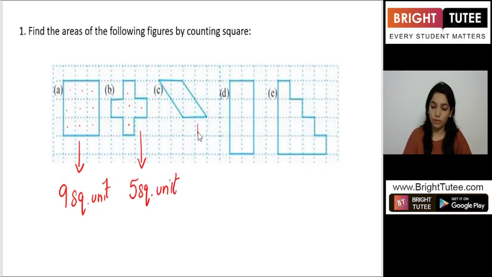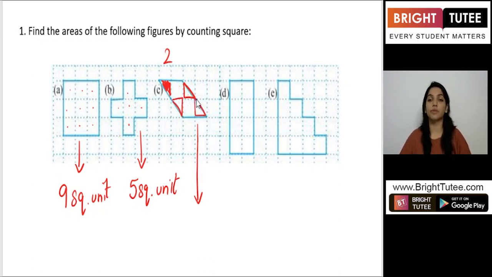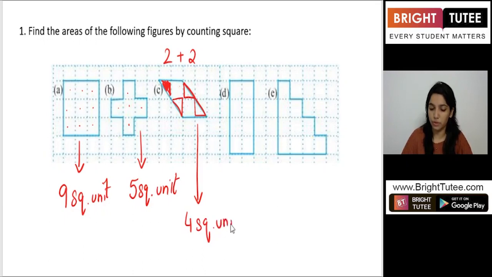Clear? Now for the C part, let us see. Here we have got 1 and 2 as full squares. So full squares 2. More than half 1, 2, 3 and 4. Oh great, it is exactly half if you notice. So it's half square here. Okay. Half here, half here, half here and half here. So we have got 4 half squares. So 4 half squares is basically 2 again. So the area of this square is 4 square units.